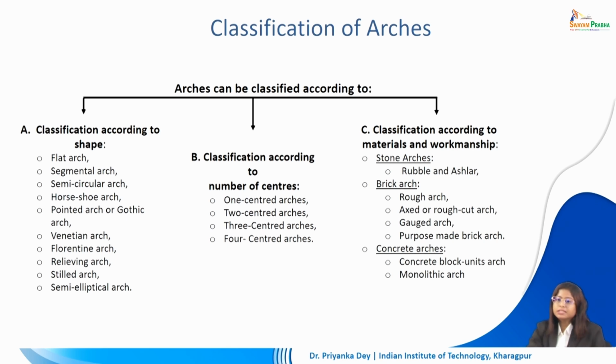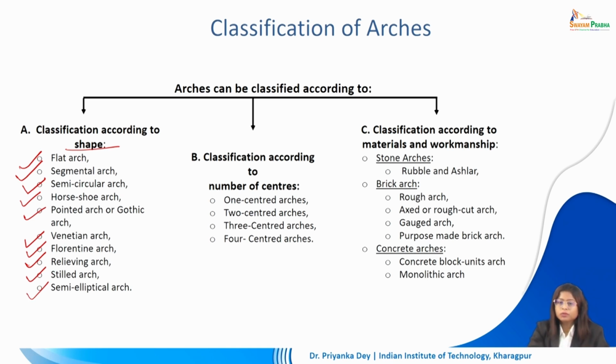We had also studied in this module a little bit about arches. Now, arches can be classified on the basis of shape. The first classification of arches on the basis of shape means we can call it a flat arch, segmental arch, semicircular arch, horseshoe arch, pointed arch or Gothic arch, Venetian arch, Florentine arch, relieving arch, steel arch or semi-elliptical arch.